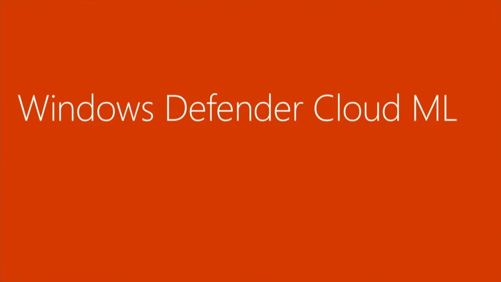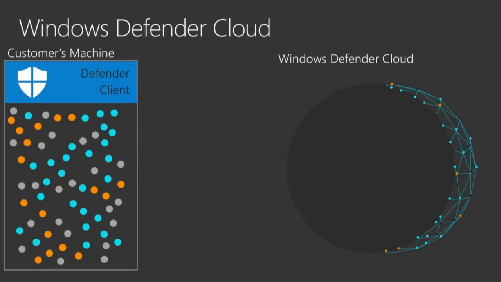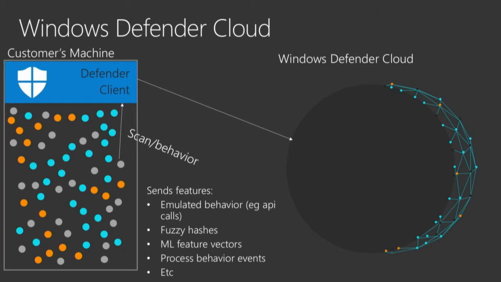Okay, so now we're going to go over a little bit about Windows Defender Cloud ML and how we use it with this feature to do malware classification. This is the Windows Defender Cloud. On the left, we've got the customer's machine, which is running our AV product. In the Windows Defender Cloud, there are clusters of servers that we have located around the world so that the client is communicating with a cluster of servers pretty near it. Whenever the client scans a file, we normally don't send up the whole file contents to the cloud. Instead, we send up a featurization of the contents and a description of the file.